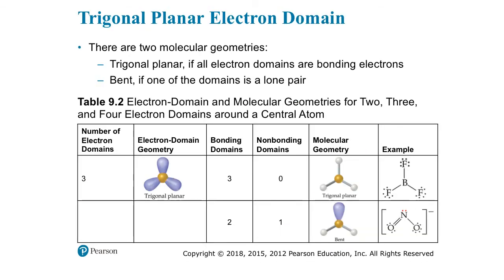So then we can go through some of the domains and say, okay, if we have 3 total domains, all of them bonding domains, then the molecular geometry shape is the same as the electron-domain geometry shape of trigonal planar. And if we have something like NO2- with a pair of electrons, then we'd have 2 bonding domains, 1 non-bonding domain with a pair of electrons. So we'd have a bent shape in this case. The bent shape will have approximately 120-degree bond angles due to the electron pair repulsions with a lone pair.